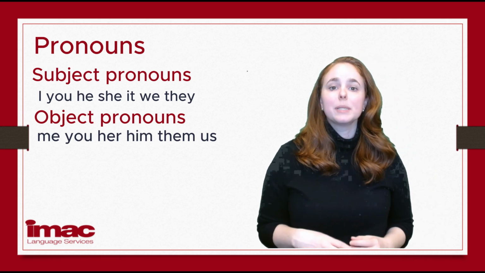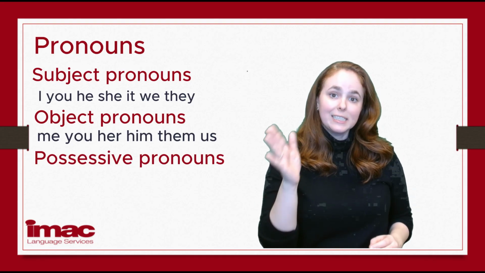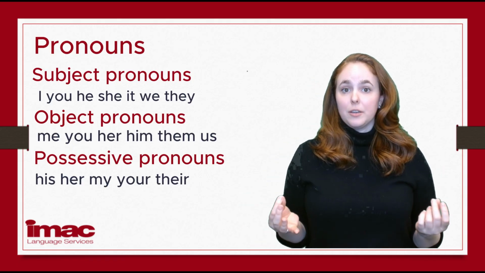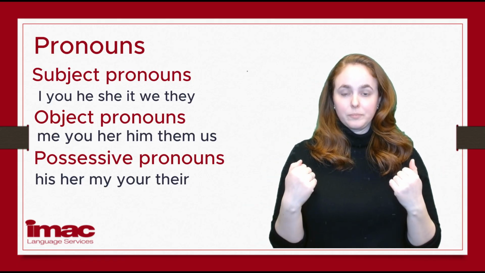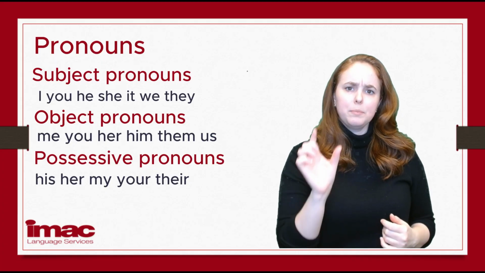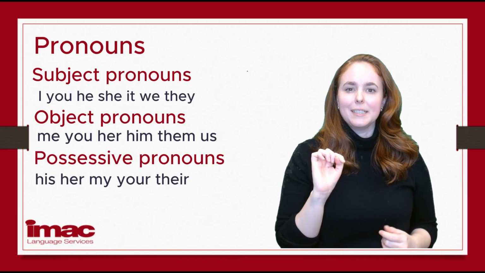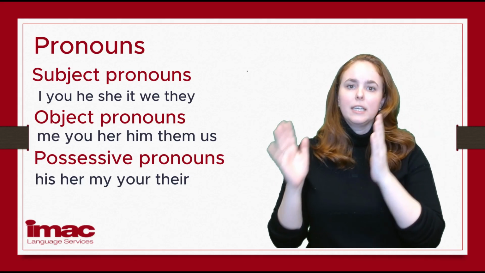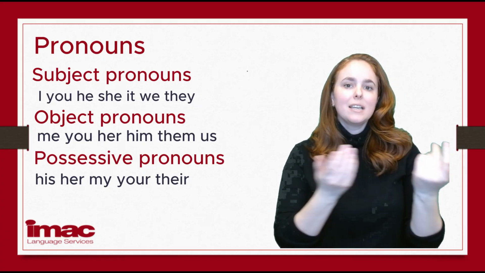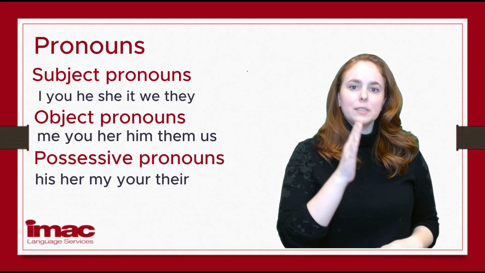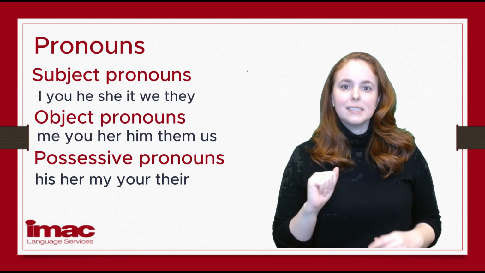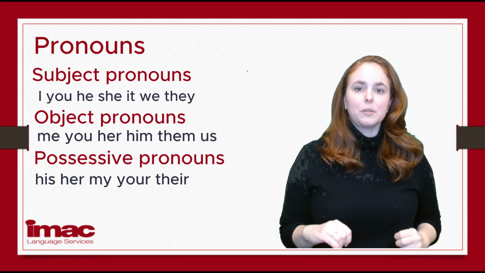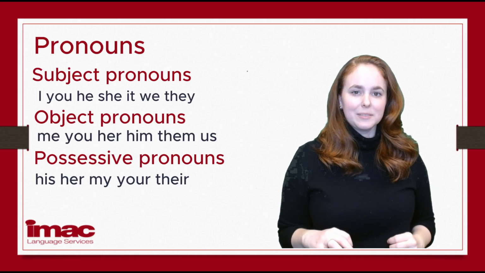Finally, we also have our possessive pronouns, such as his, her, my, your, their. All of these show that an item belongs to a person. These pronouns we put immediately in front of the item that belongs to someone. So you can say her purse, his pizza, my book. I want my book. It is in the object position, but the point is that the book belongs to me. So we're going to use the possessive pronoun here.